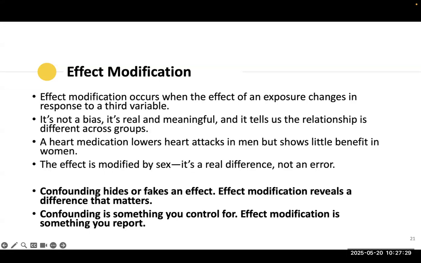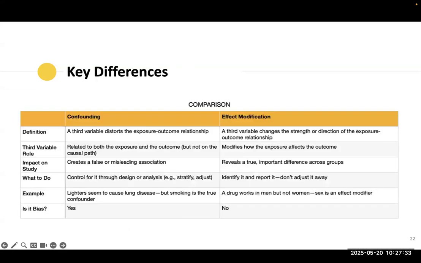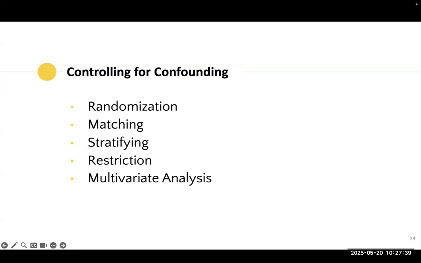So I know we're getting low on time. I did make a chart, so if you go back and listen to it, you can come back to the chart. But to control for confounding, we have these strategies. You can look them up: randomization, matching, stratification, restriction, and then our multivariate analysis statistics.